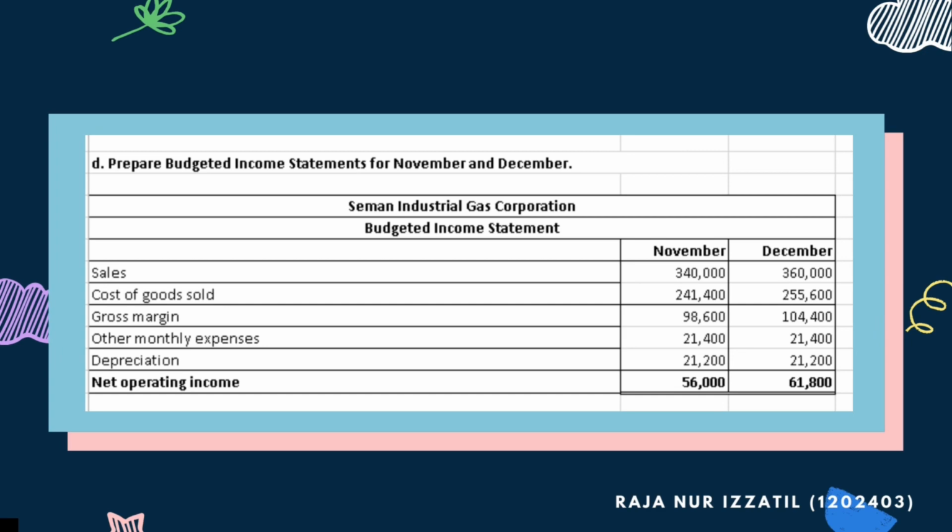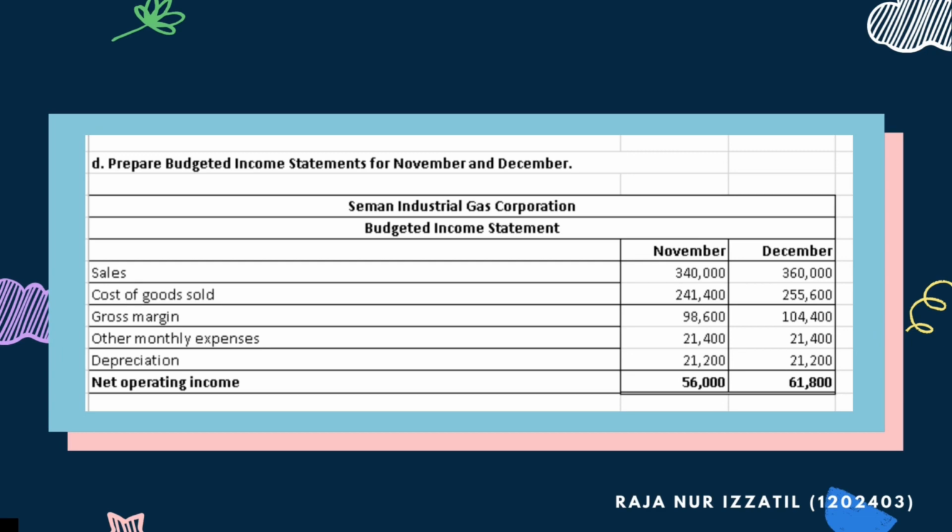The format for the budgeted income statement is sales minus with cost of goods sold, and we will get gross margin. Then we minus with other monthly expenses and depreciation. Then we will get the final amount of net operating income. Okay, the first one is we calculate the amount of sales based on the additional information.